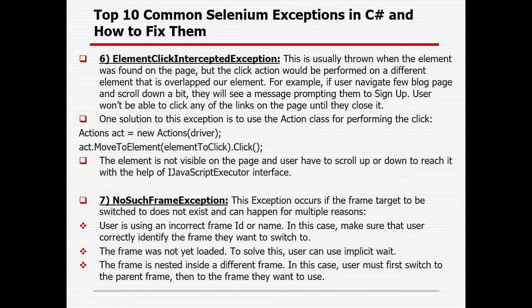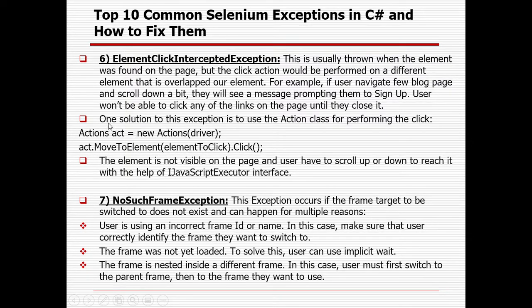For example, sometimes you are navigating to a page, and you already see that the element is visible, and if you want to select something, it throws some error saying that you need to sign in, or you need to enter your email, you need to create a login, all this stuff. Sometimes if you navigate to a blogger page and scroll down a bit, you can see that they will prompt you to sign up. So the user will not be able to click any link on the page until signing up and closing out an advertisement or any kind of prompt that comes up initially. So in that case, the element click intercepted exception will come.